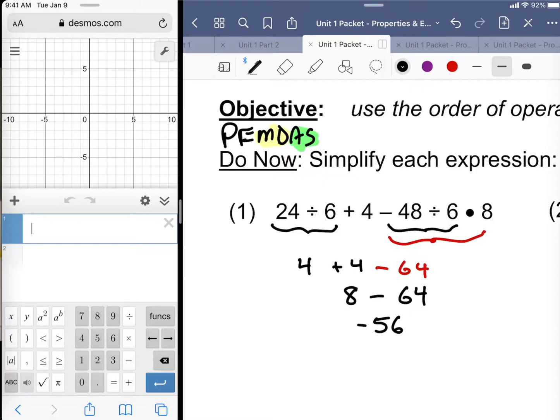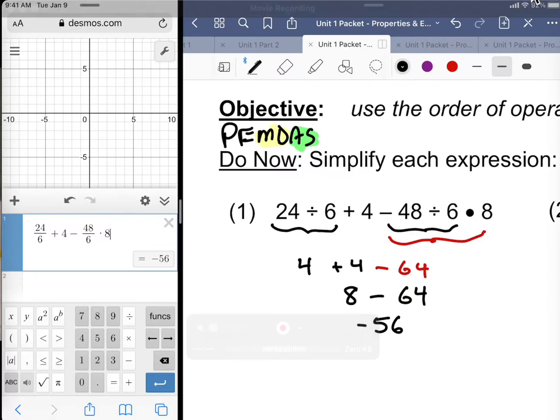So just checking that on Desmos, 24 divided by 6. Now, the thing about Desmos is that it's not going to use a division symbol. It's going to make it a fraction, so you just have to keep that in mind. So plus 4 minus 48 divided by 6 times 8. So it'll carry out order of operations. The only thing is it'll look a little bit different, and that's fine.